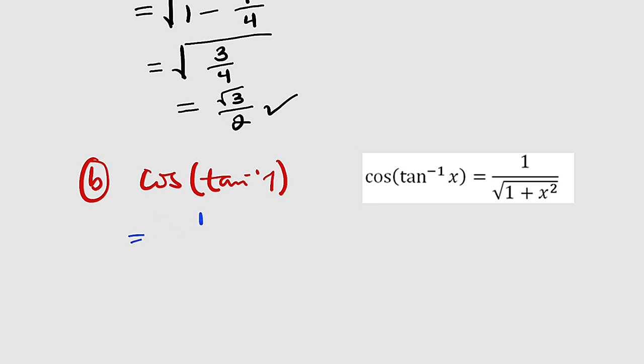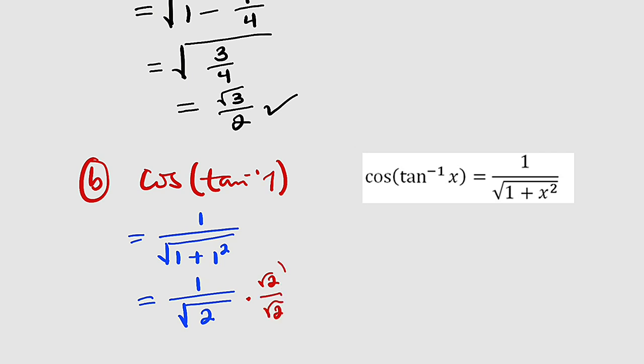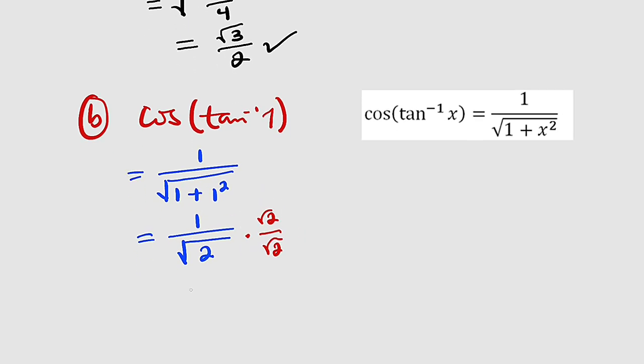This will be equal to 1 divided by the square root of 1 plus x squared, which is 1 squared, because x is 1. So we have 1 divided by the square root of 1 plus 1, which is 2. From here, you can rationalize the denominator by multiplying the top by square root of 2 and the bottom by square root of 2. You know this is naturally equal to 1. On top we have square root of 2, and on the bottom square root of 2 times square root of 2, which is square root of 4, which is 2. We are able to obtain square root of 2 divided by 2 as cosine of tangent inverse of 1.